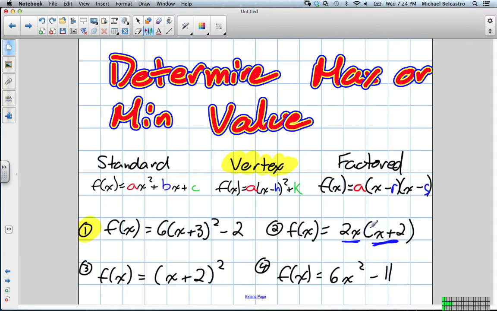X plus 2, yeah. The family rooms at school, I have to go back and get them. I left them on a desk.